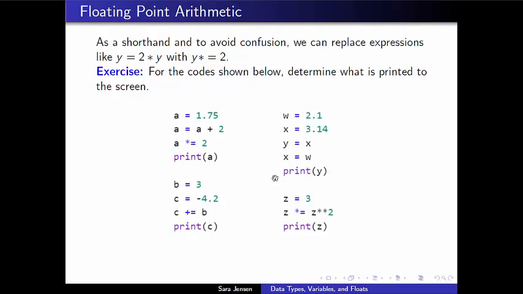Over here on the right, making things more complicated still, we now have 3 variables, W, X, and Y. W and X are declared with these initial values of 2.1 and 3.4. In this third line, we're declaring a new variable called Y, and Y is assigned the value of X. So Y is given this value of 3.14. In the fourth line, X is then updated to receive a new value. X is assigned the value of W, the value of W being 2.1.